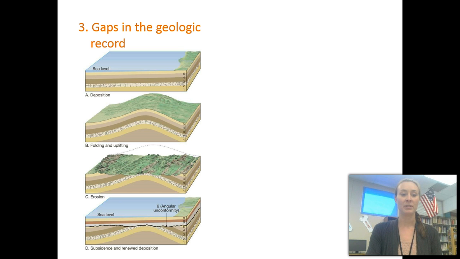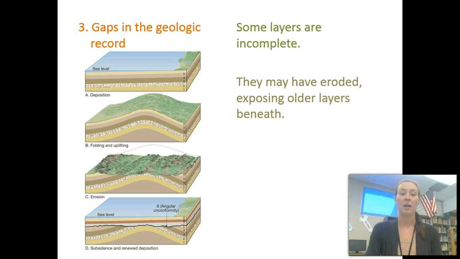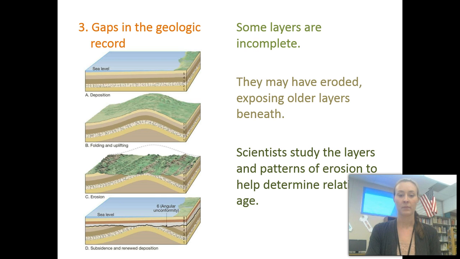There are gaps in the geologic record where some layers are incomplete. They may have eroded, exposing older layers underneath. And scientists study the layers and patterns of erosion to help determine a relative age. So we call these gaps in the geologic record an unconformity, and this is where new rock layers meet a much older rock, and we're missing the rock in the middle.